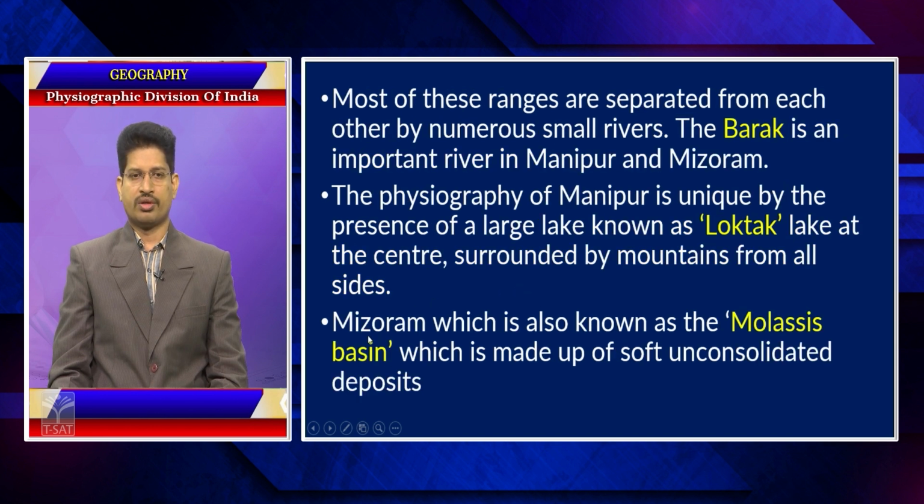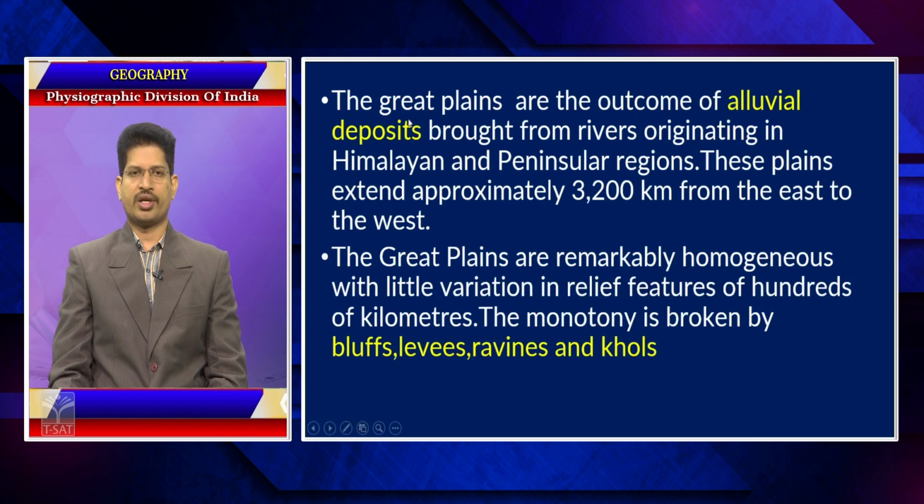So, in the case of Mizoram, which is also known as the Molasses Basin, which is made up of soft unconsolidated deposits. So, that is the reason why, because of the unconsolidated nature of Mizoram, this region is also known as the molasses basin, having lakes like Loktak, some of the important lakes in this northeast Indian region in the Himalayas. Next is the Great Plain region.